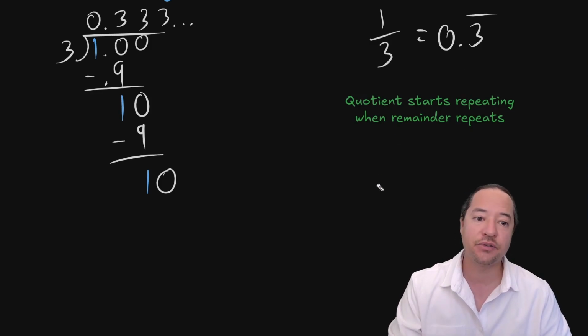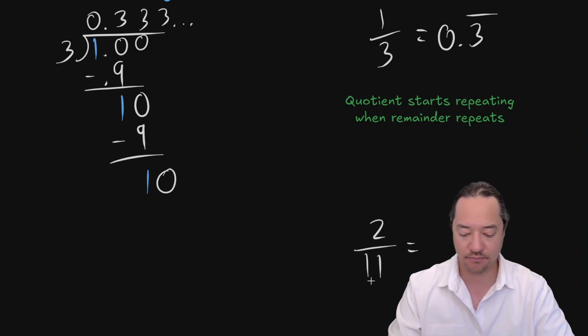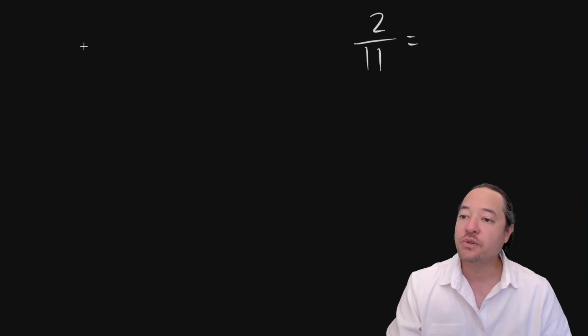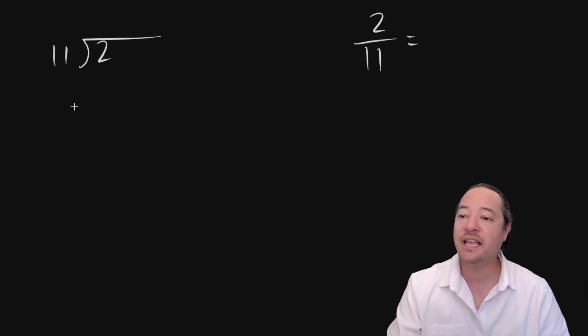Let's try another example. How about we try 2/11? What does that equal? All right, let's do the long division. So we've got 2 divided by 11. Okay, so 11 doesn't go into 2, so we have to bring in a 0.